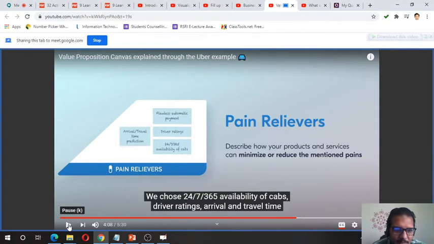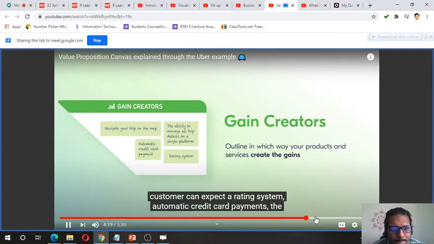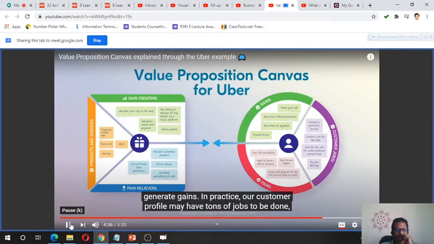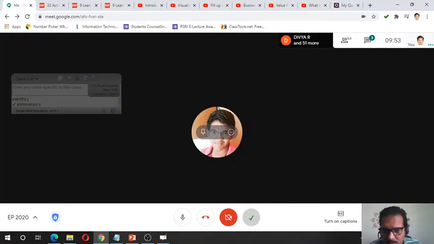Pain relievers: cabs, driver ratings, arrival and tracking system, automatic credit card payment, the ability to manage all trip details on a single platform, and navigating your trip on the map. The value proposition canvas aims at achieving a fit between what the customer wants and what your product or service can offer to overcome pains and generate gains. So that's the example of Uber.